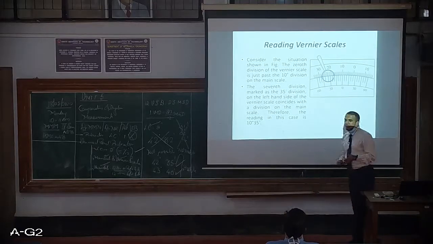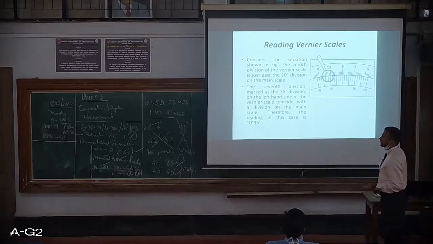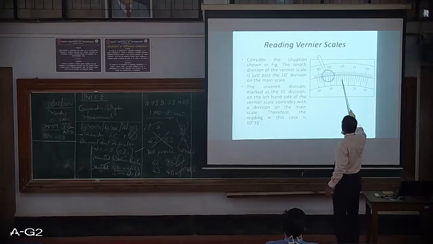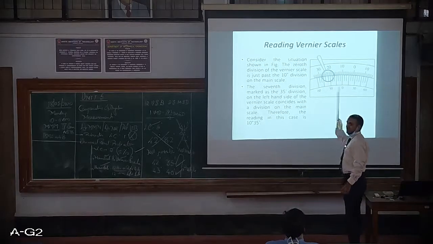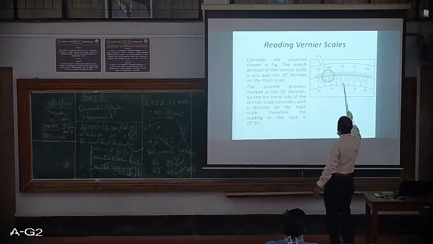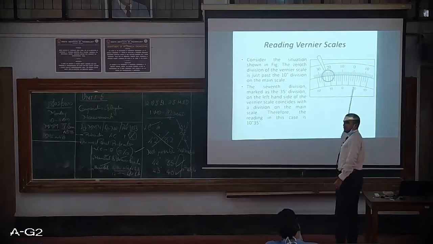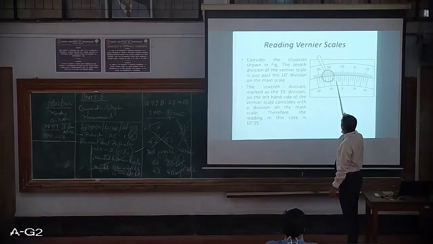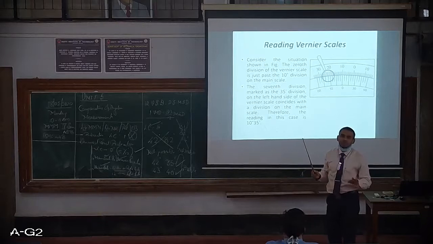So how to read this particular vernier or the vernier bevel protractor? As I said previously, if zero on the vernier moves from left to right, that is in clockwise direction, then we have to check the coinciding vernier division from zero to the right side of the zero, that is 60. There might be some divisions which might be coinciding. We should not worry about those.